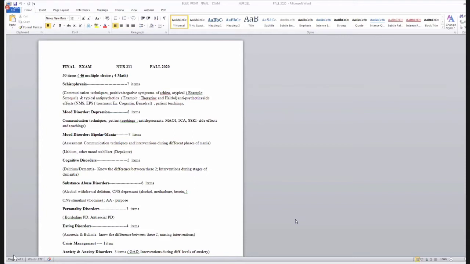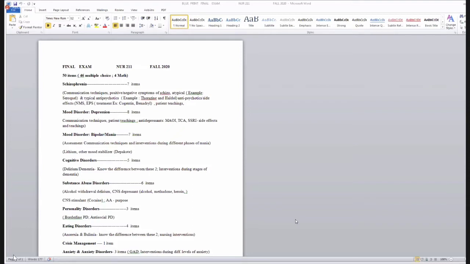Substance abuse, only 6 items, believe it or not, and these are very easy questions. The same medication that I gave you for the midterm are the same substances I'm going to give you in finals. Isn't that a good thing? I don't want you to worry about those things that are not very common. So know the signs of alcohol withdrawal delirium. Know the signs, because alcohol withdrawal delirium is a medical emergency.